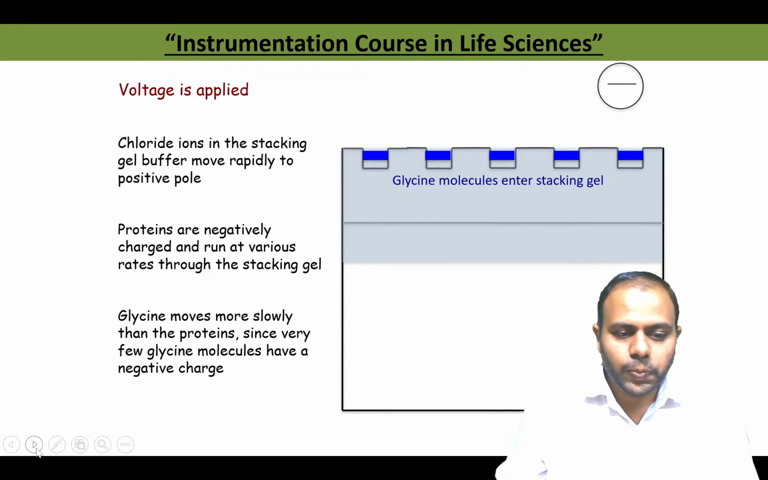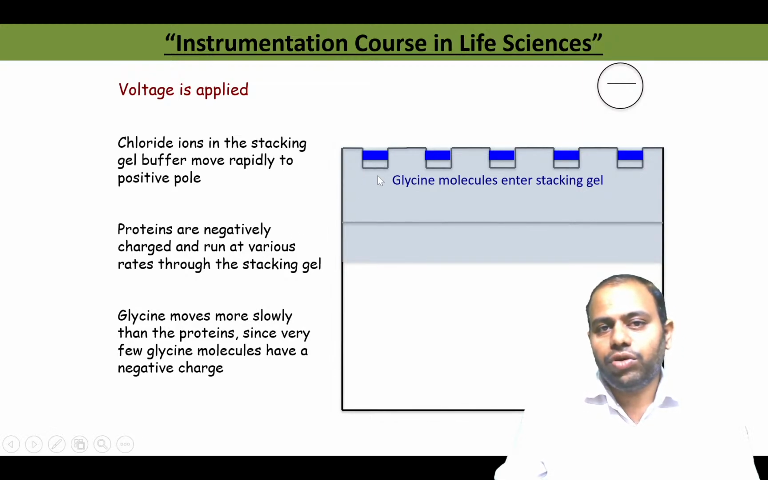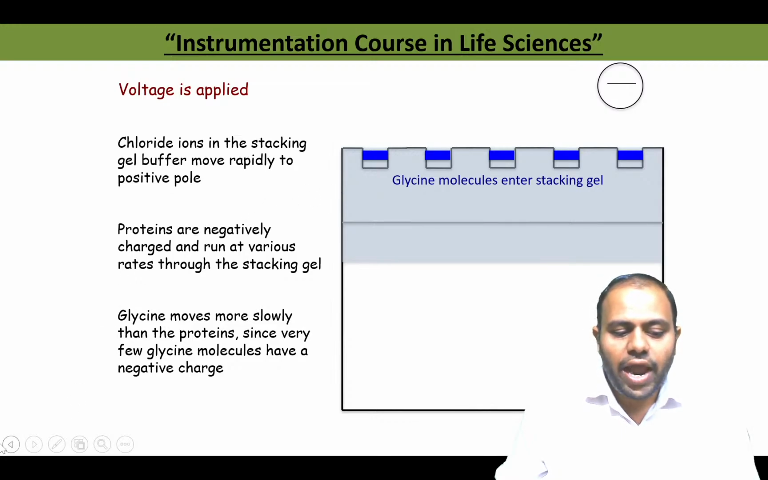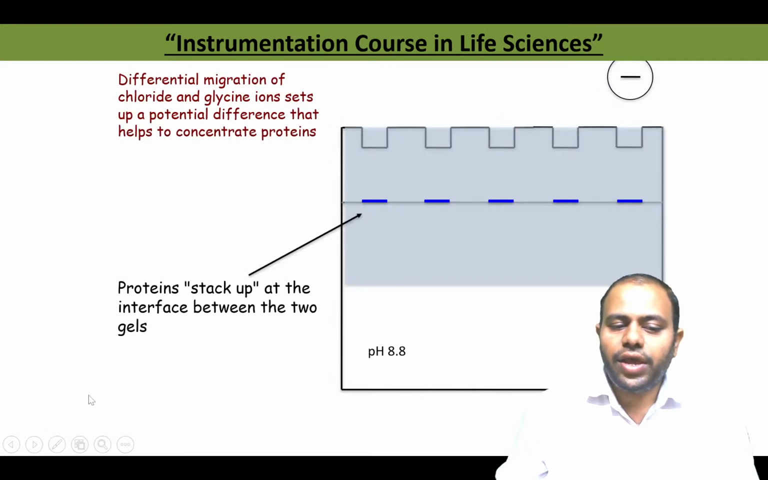Okay, so you can see we are loading the sample here onto the wells that are made in the stacking gel. These wells have to be made using a comb, and then the sample is loaded, and after the sample is loaded, the electrophoresis is started. Generally, till the protein sample that you have loaded comes into the gel, you have to run the electrophoresis at 15 volts, and after that you can increase the voltage to 100 volts.